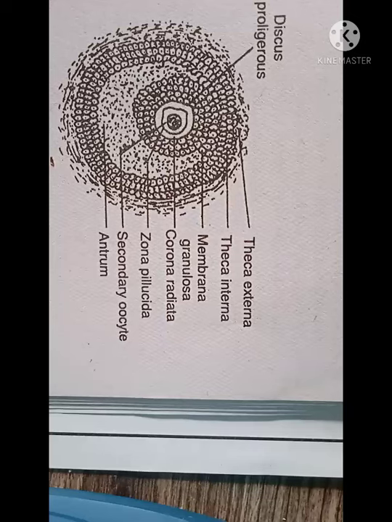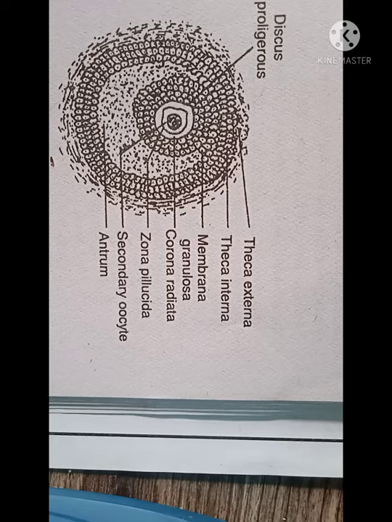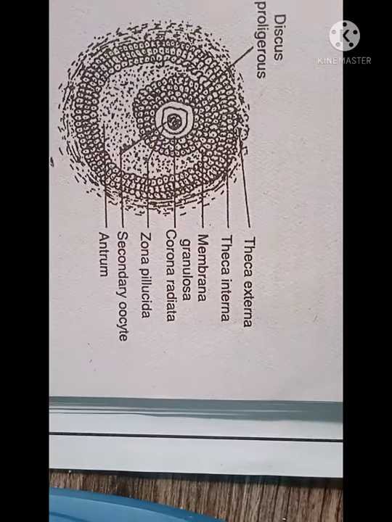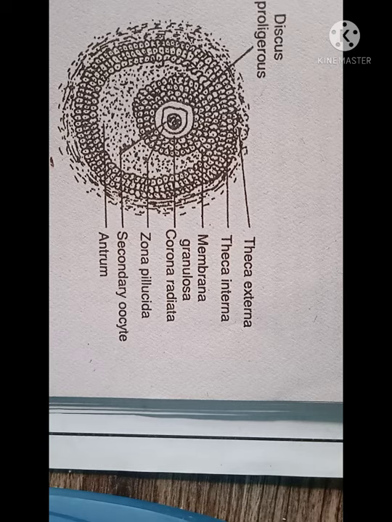Today we're studying the structure of the Graafian follicle. The Graafian follicle, also called the mature follicle, is at the secondary oocyte stage. It is spherical in structure, measuring about 2 mm in diameter.